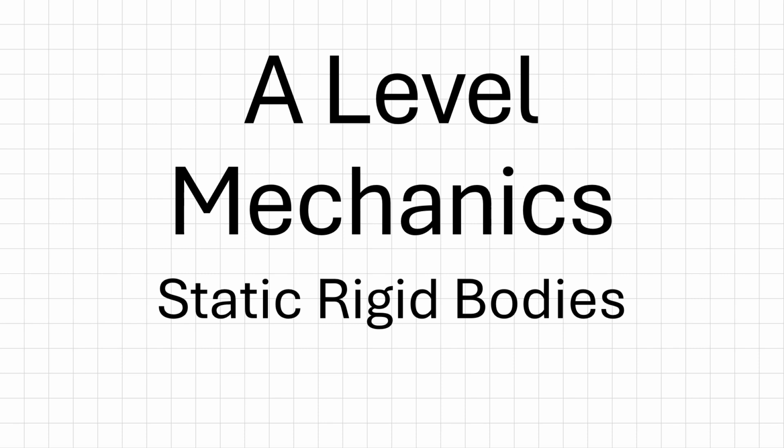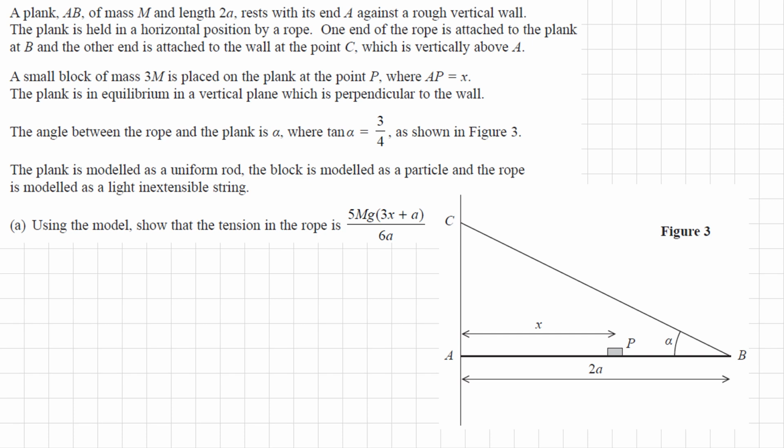This is an A-level mechanics question on static rigid bodies. A plank AB of mass m and length 2a rests with its end A against a rough vertical wall. The plank is held in a horizontal position by a rope. One end of the rope is attached to the plank at B and the other end is attached to the wall at point C, which is vertically above A.